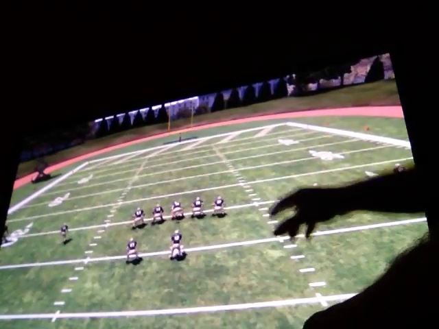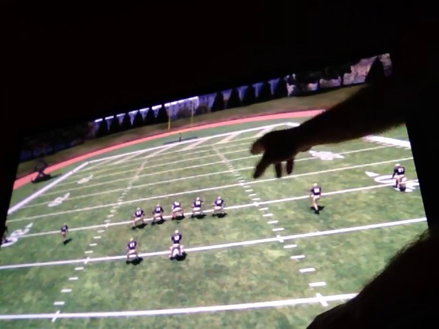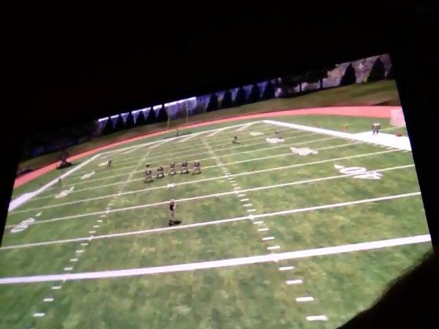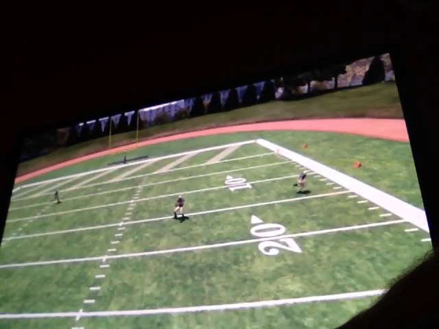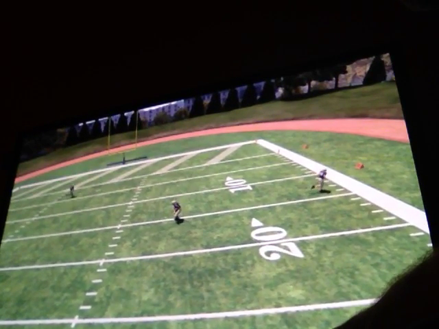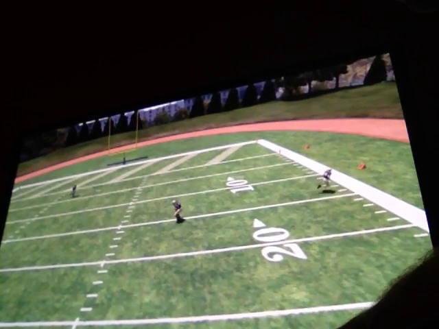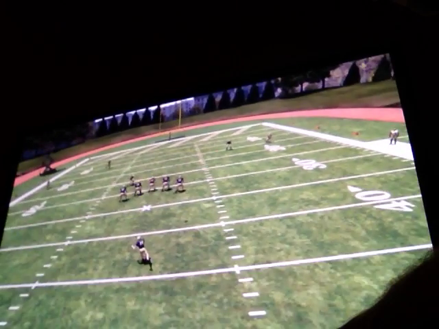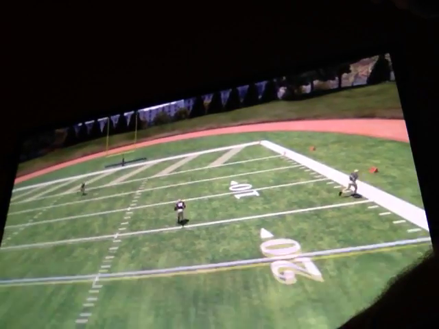If we notice, the ball is placed at the 30, we're completing it at the 15. That's about, or actually catching it there maybe at the 16. So that's about a 14-yard route. 14, 15 yards is where we want to be.